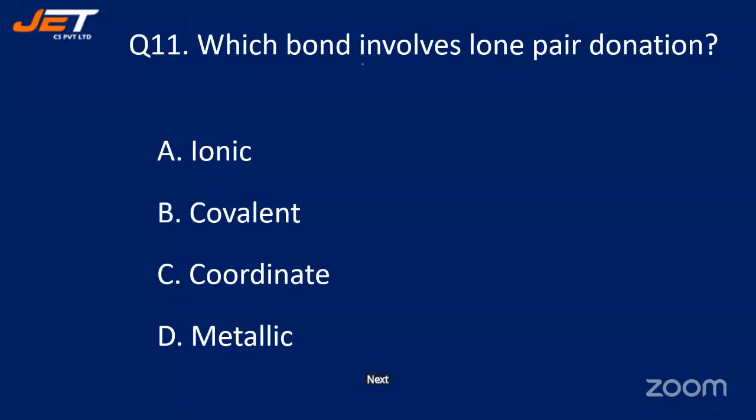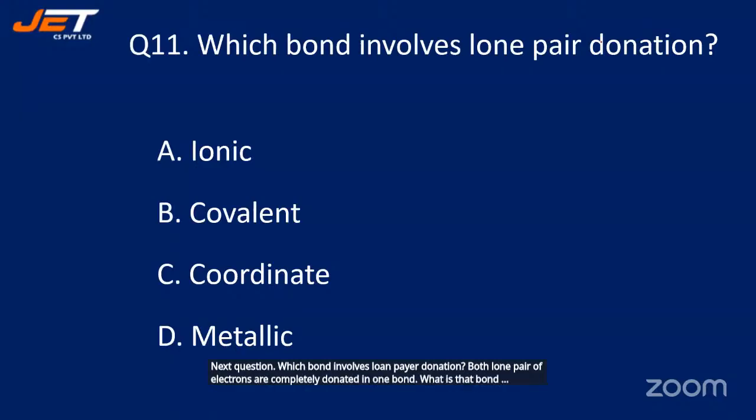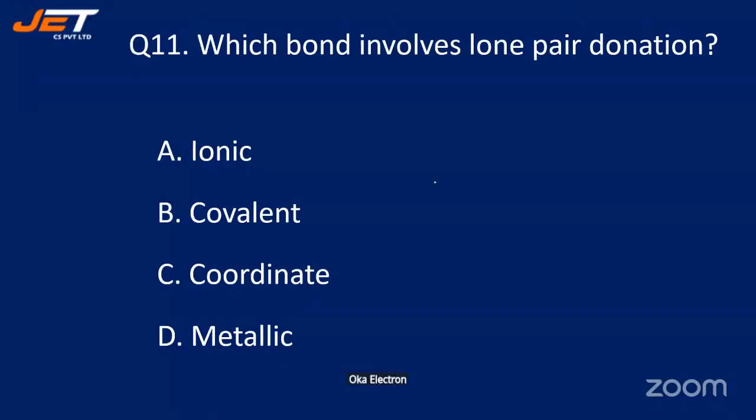Next question. Which bond involves lone pair donation? Both lone pair of electrons are completely donated in one bond. What is that bond called? Ionic bond, covalent bond, coordinate bond or metallic bond? Not one electron, a lone pair of electrons has to be donated. Everyone gets confused here. Pranita has mentioned it as covalent bond.